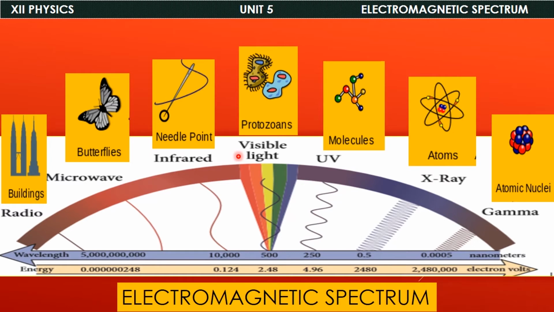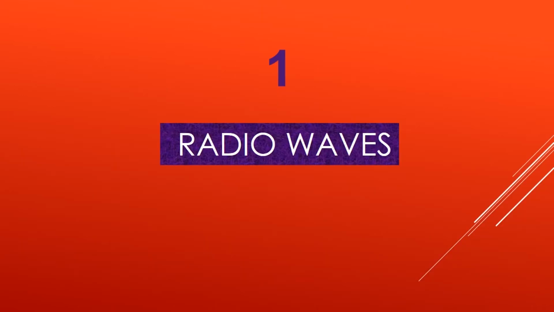The wavelength of visible light can be compared to the size of protozoans. The wavelength of ultraviolet rays can be compared to the size of molecules. The wavelength of X-rays can be compared to the size of atoms. And the wavelength of gamma rays can be compared to the size of atomic nuclei. Let us know in detail about each electromagnetic wave.